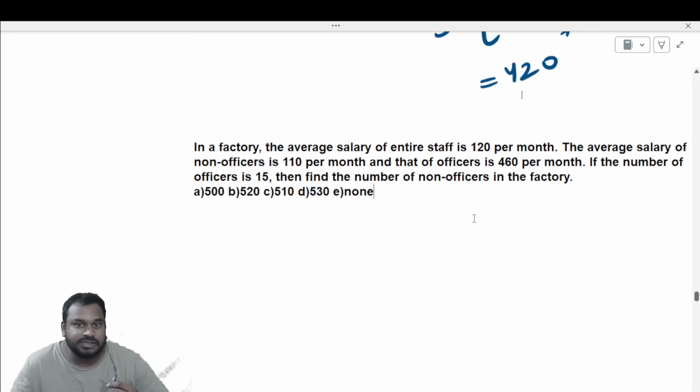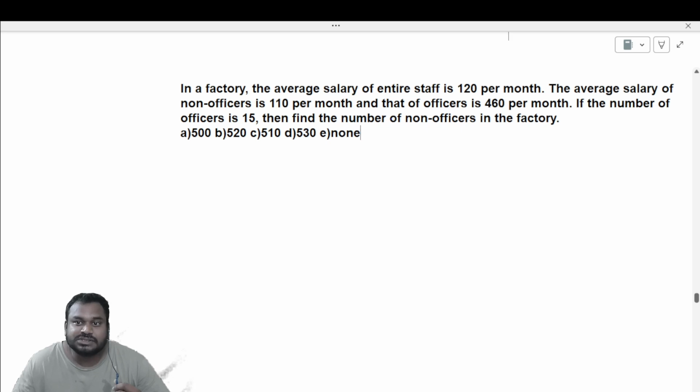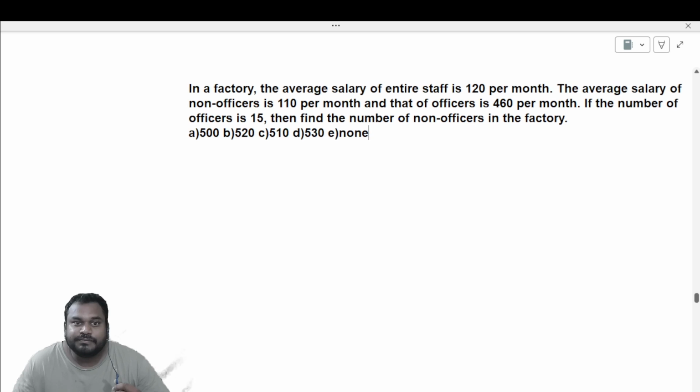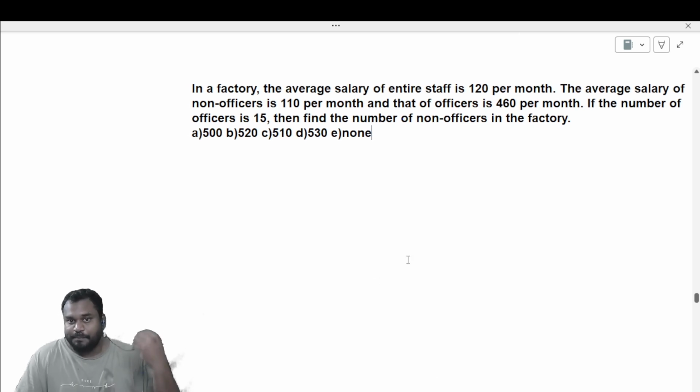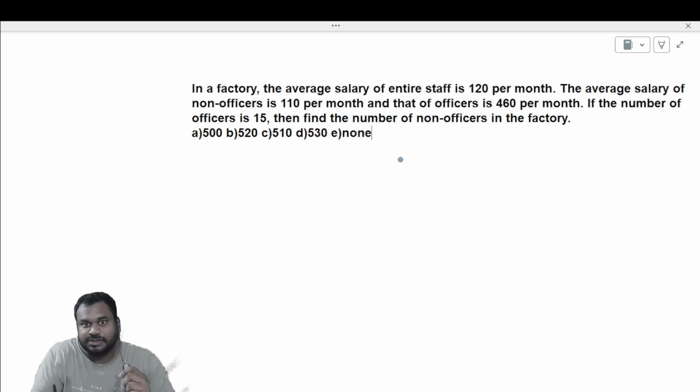In a factory, the average salary of the entire staff is 120 per month. The average salary of non-officers is 110 per month, and of officers is 460 per month. The number of officers is 15. Find the number of non-officers. So he is asking to find the number of non-officers. He gives averages. This simple question can be done using alligation and mixture.